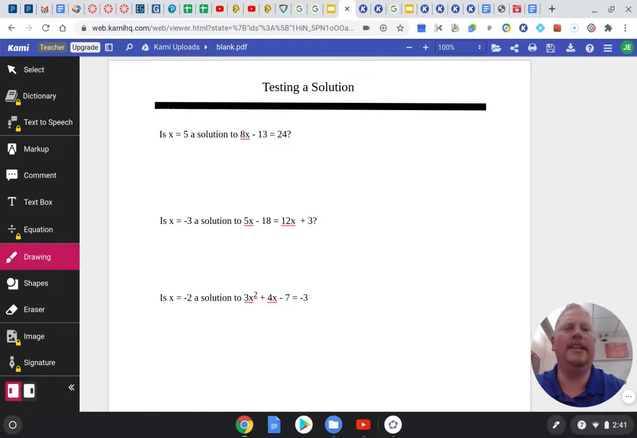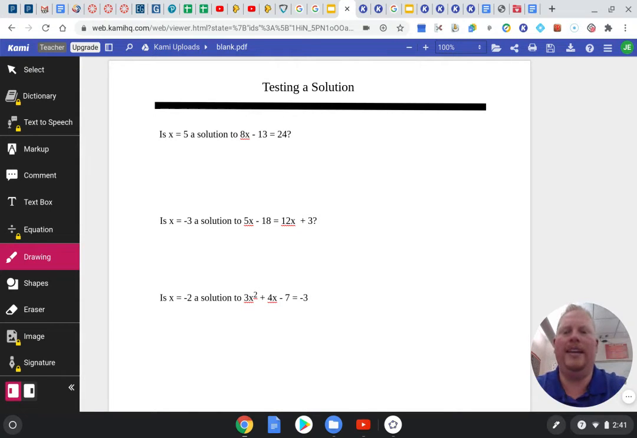Next thing I want to talk about is testing a solution to an equation. This is going to be very handy down the road when we solve equations. And once we get our final answer, we want to test it and make sure that it's the correct one. So we're going to do this process. So this isn't just something that we can blow off. This is something that we need to hold on to for a while.